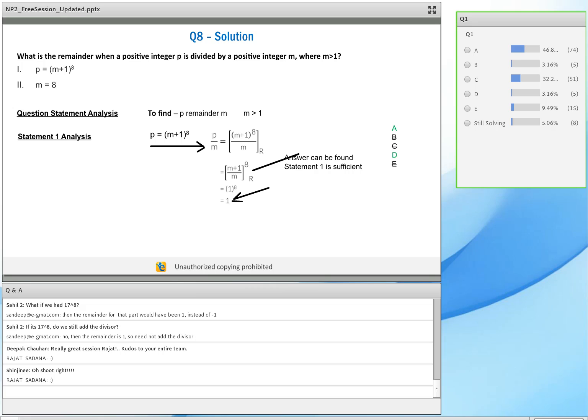Our options are now either choice A or choice D. Let's now go towards statement 2. Statement 2 says m is equal to 8. Can I do something in terms of p? No, there's no information about p, which means statement 2 alone is not sufficient, which means my answer choice is A. All right.